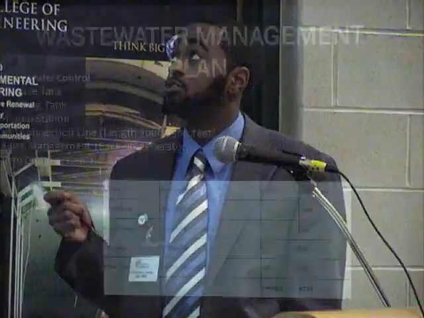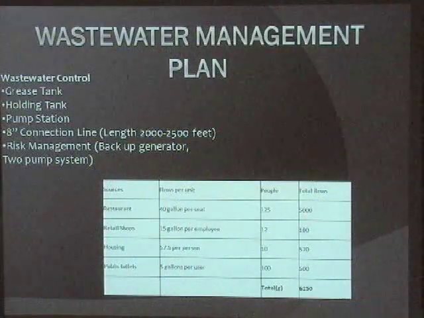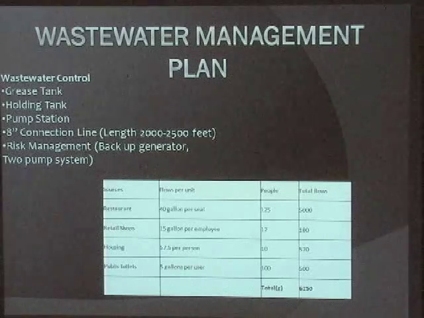After that, we had wastewater. So we had to find the sources. The total wastewater capacity was about 6,000 gallons, and our largest source was coming from our restaurant. So we had to design a grease tank. Our grease tank will be located next to the restaurant and will allow the water to sit for about 24 hours until it's gravity fed down to our holding tank.